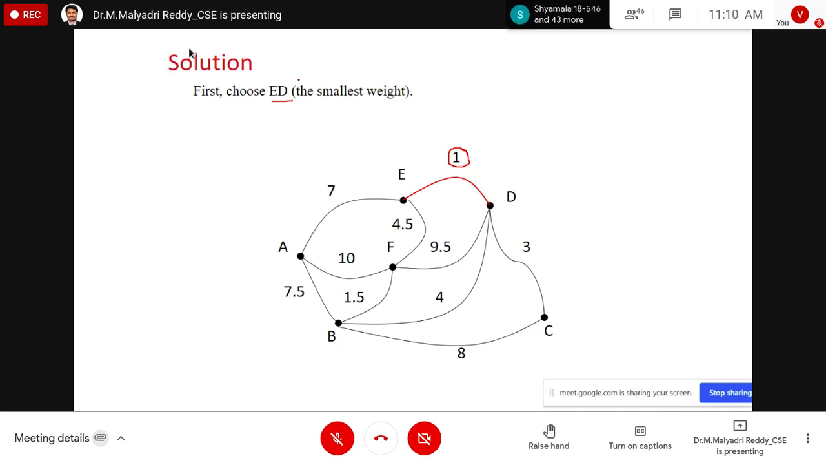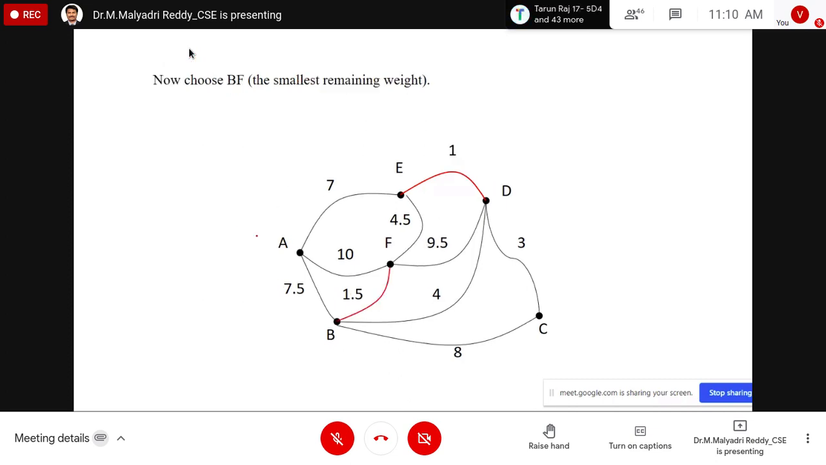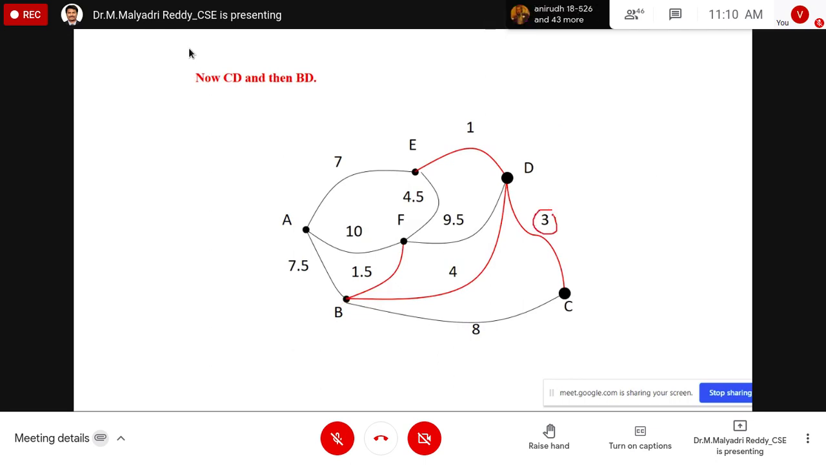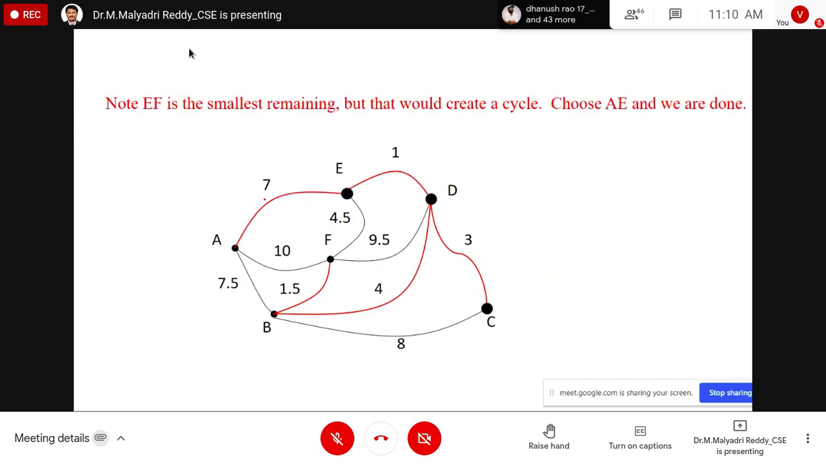Right. Next smallest is 3, BF, 1.5. Next one, 3. Next one, 4. We have included 1, 2, 3, 4. Next smallest is 4.5. If included, what happens? A loop. So 4.5 should not be included.